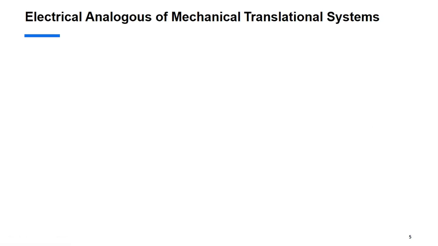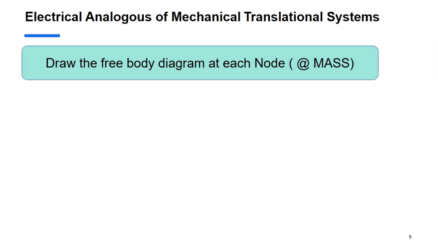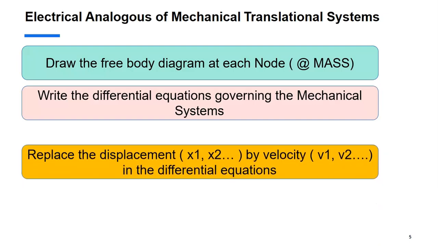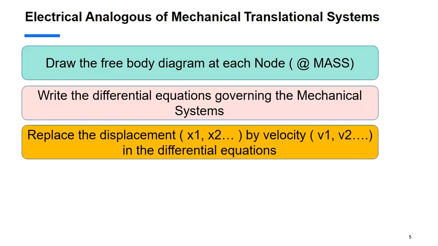Let's see what steps we have to follow in order to achieve the electrical analogies of a mechanical translational system. If we are given a mechanical translational system, first you have to draw the free body diagram at each node, that is at each mass. Using the force balance equation, write the differential equation governing the mechanical system. Then replace all the displacements in the differential equation in terms of its velocity.